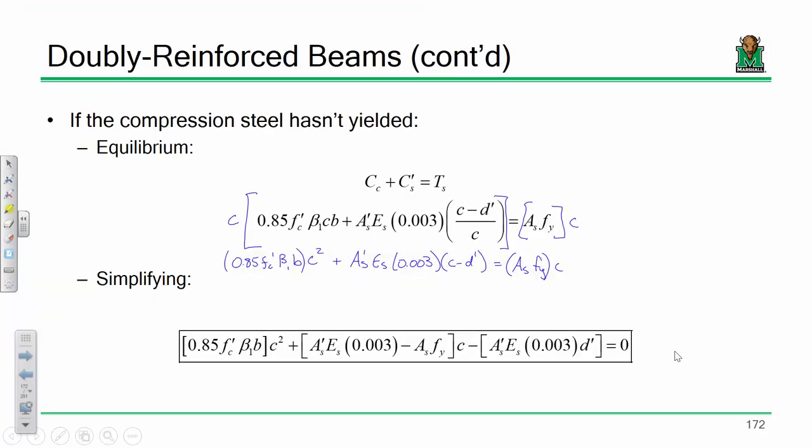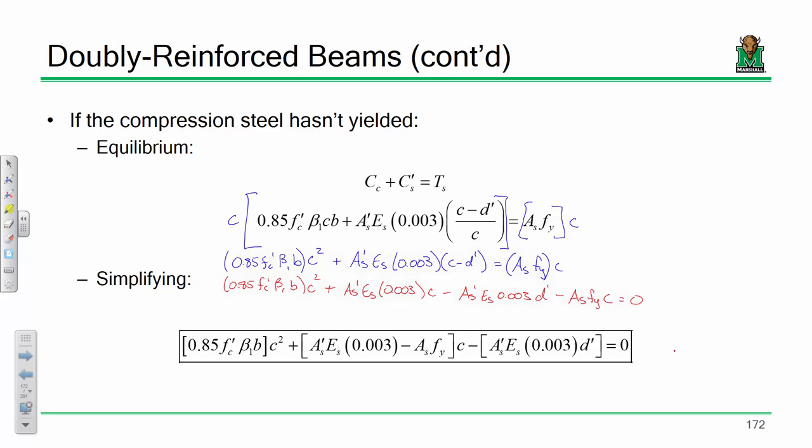So let's expand. 0.85 fc prime beta 1 b c squared. This right here takes some foiling, or factoring out epsilon sub s: 0.003 c minus As prime Es 0.003 d prime. Everybody seeing this? Then subtract As fy c equals zero. Is everybody okay with this?